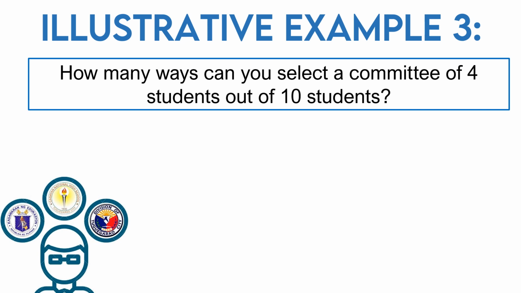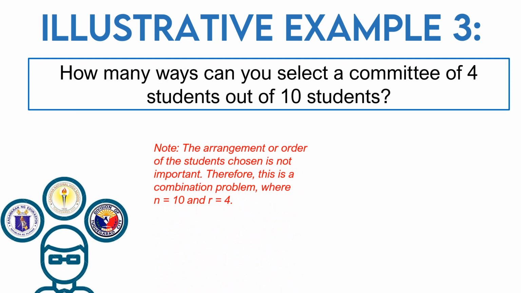Let's try to have another example. Example number 3. How many ways can you select a committee of 4 students out of 10 students? So we are going to select committee members composed of 4 students, and we are going to select from 10 students. I have a note here. The arrangement or order of the students chosen is not important because anyway, they are committee members. Therefore, this is a combination problem where n is equal to 10 and r is equal to 4.